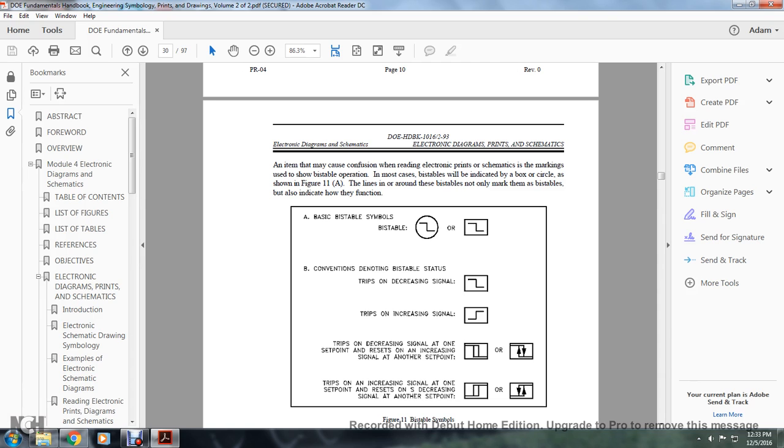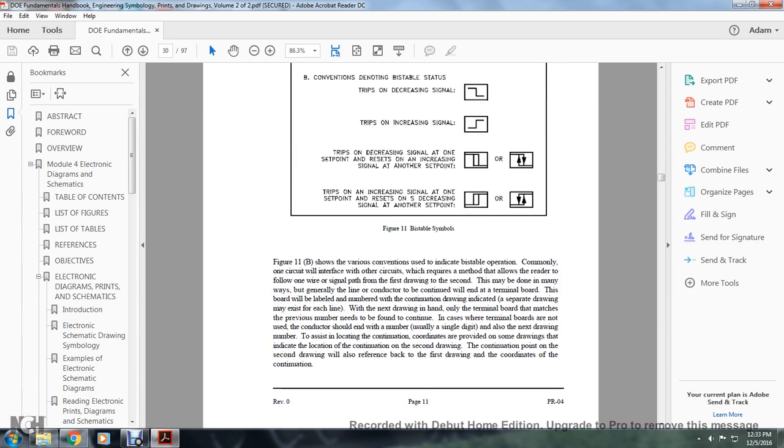Another is a box with a Z, or one ray going perpendicular through the center and another ray going horizontal, with up vertical and down vertical. Trips on an increasing signal or the set point decreasing. There are also a triangle with a down perpendicular signal and an up triangle signal of a system. Figure 11 shows the various conventions used to indicate bistable operation.